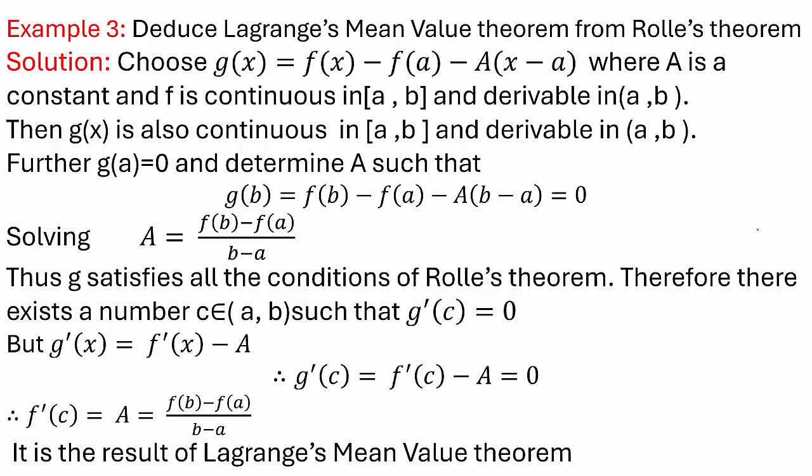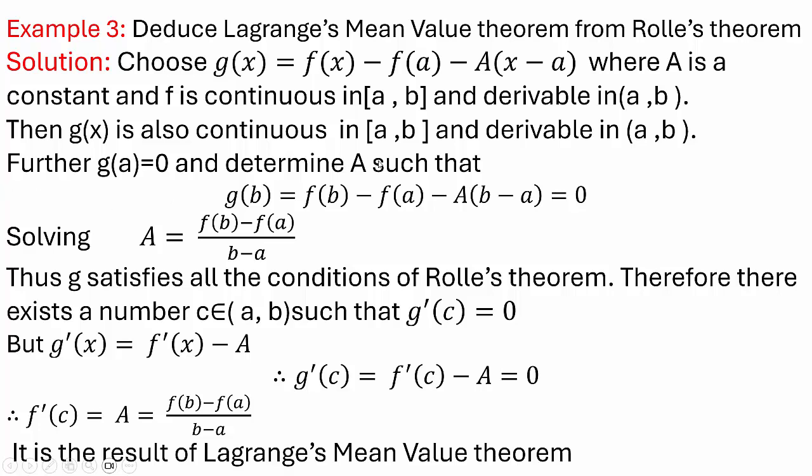For deduction of Lagrange's mean value theorem from Rolle's theorem, we chose the g(x) function, which is nothing but f(x) minus f(a) minus A into (x minus a). Here A is a constant term, f is a continuous function in the closed interval [a, b], and f is a derivable function in the open interval (a, b). Then g(x) satisfies both conditions, continuity and differentiability. Why is g(a) equal to 0? Because if we put x equal to a, A into (a minus a) is 0, and f(a) minus f(a) becomes 0. Therefore, g(a) equals 0.